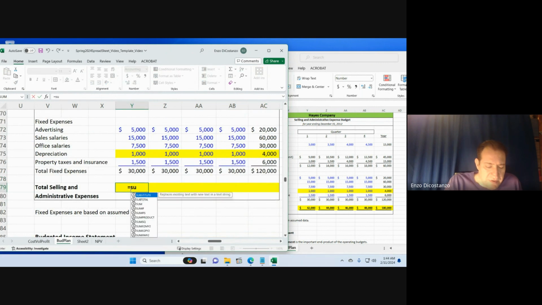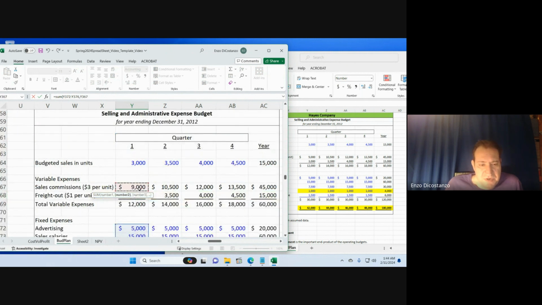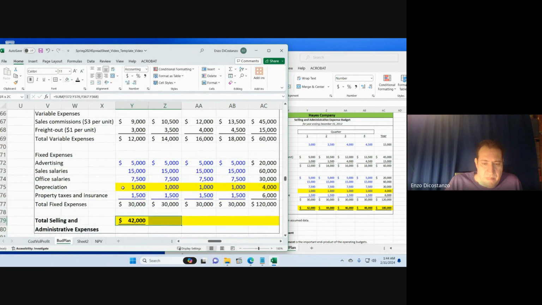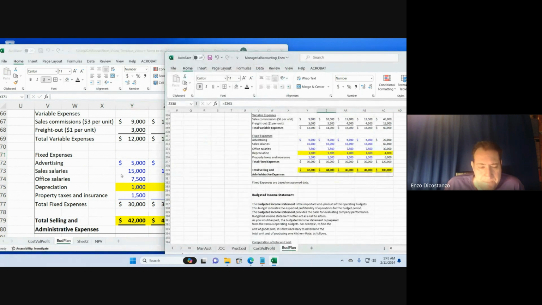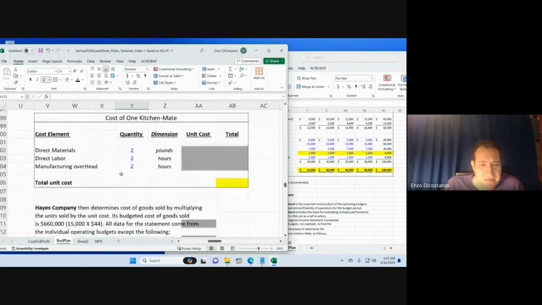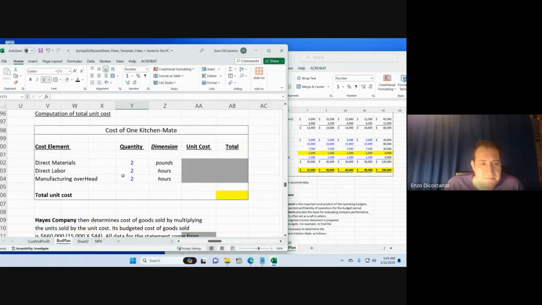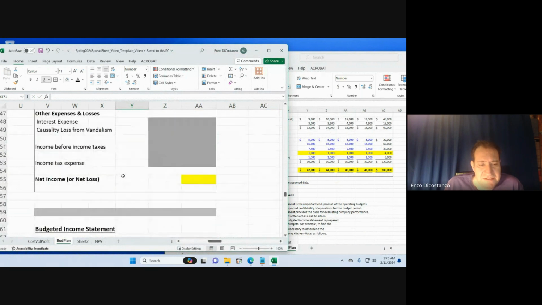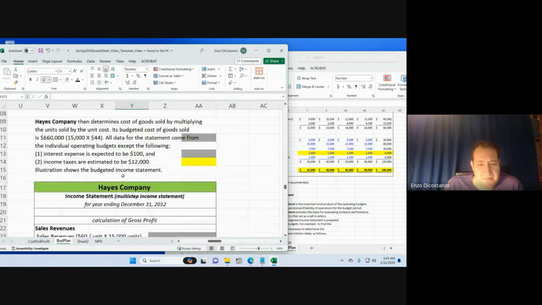So the total number, and you could be real sophisticated and just take all the blue entries, which may be the smarter way to do it. And then you sum up. What's going on? Okay. And our last piece of this, actually 2 last pieces of this, are the total unit cost, and then the income statement.